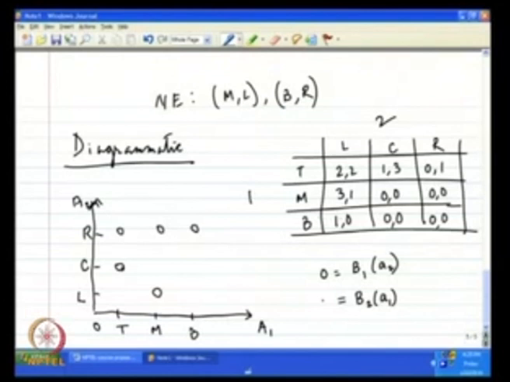If player 1's action is M, player 2's best response is L. So ML is another one. And finally, if player 1's action is B, all three L, C, R are best responses for player 2. So, BL, BC, BR.